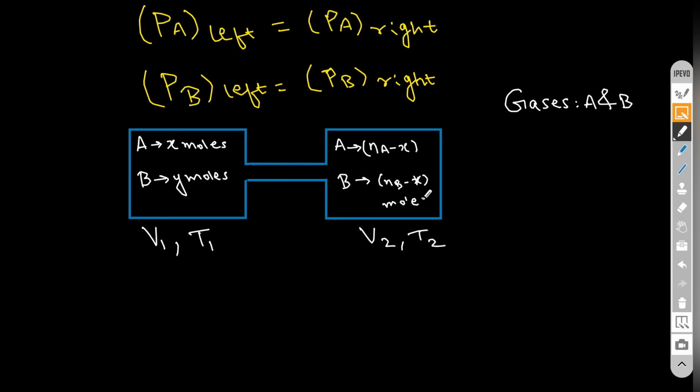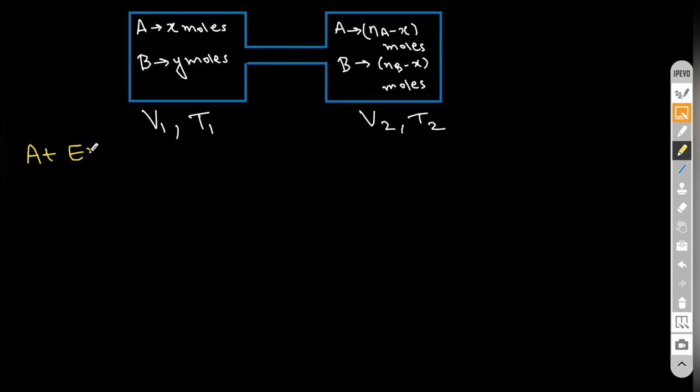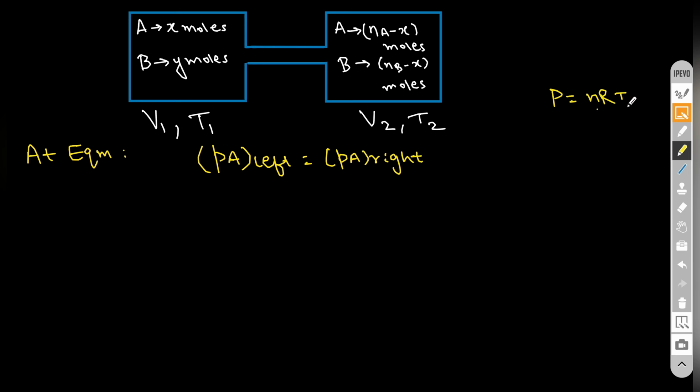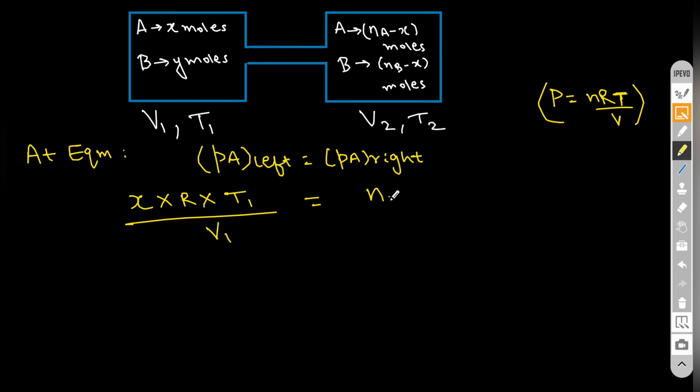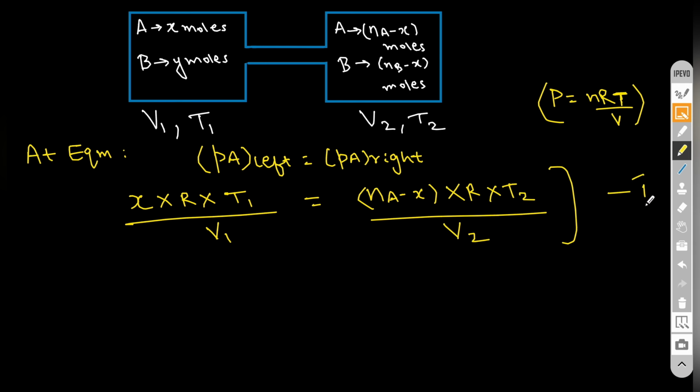This will be the situation when the valve is removed, and we'll write that at equilibrium the pressure of gas A present in the left container should be equal to the pressure of gas A present in the right container. Pressure is nRT by V, so we'll put these values. Here n is X moles, multiplied by R, multiplied by temperature in the left container T1, divided by V1, should be equal to how many moles are on the right side for gas A? It is Na minus X, multiplied by R multiplied by T2 divided by V2. So this will be our first equation.